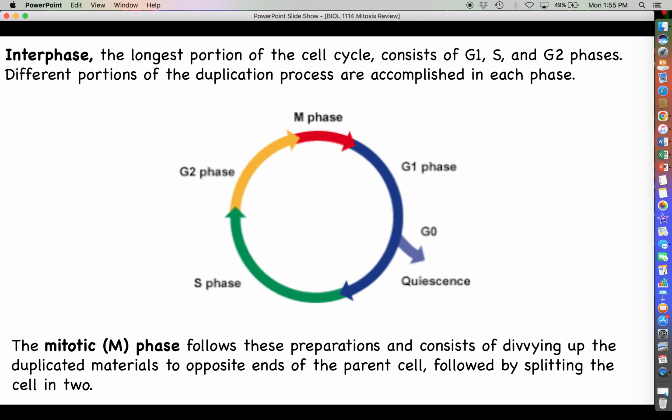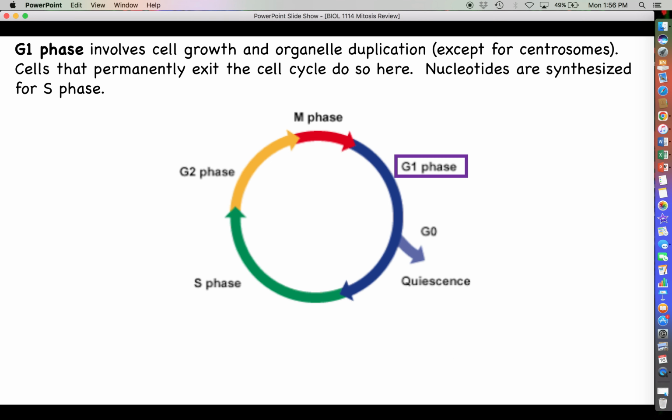It is once the duplication has been completed, then we can go about divvying up those things into the two daughter cells. So once we get to M phase, we already have duplicated chromosomes, duplicated organelles, duplicated proteins, and now we're ready to equally divide them amongst what's going to be the two daughter cells.